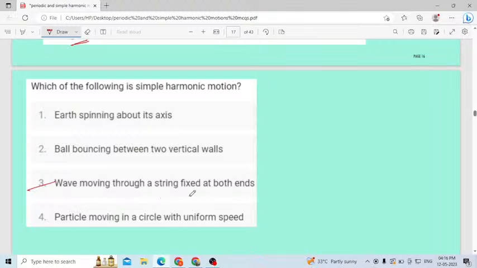Wave through a string fixed at both ends. See, both the ends are fixed. Consider here you have a string like this. This string will oscillate like this. This is an example of simple harmonic motion. Therefore, option 3 is the correct answer. Don't get confused between simple harmonic motion and periodic motion.